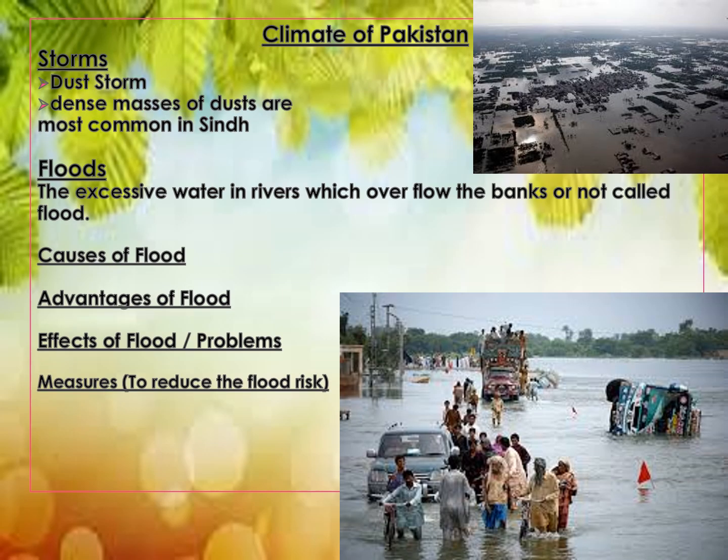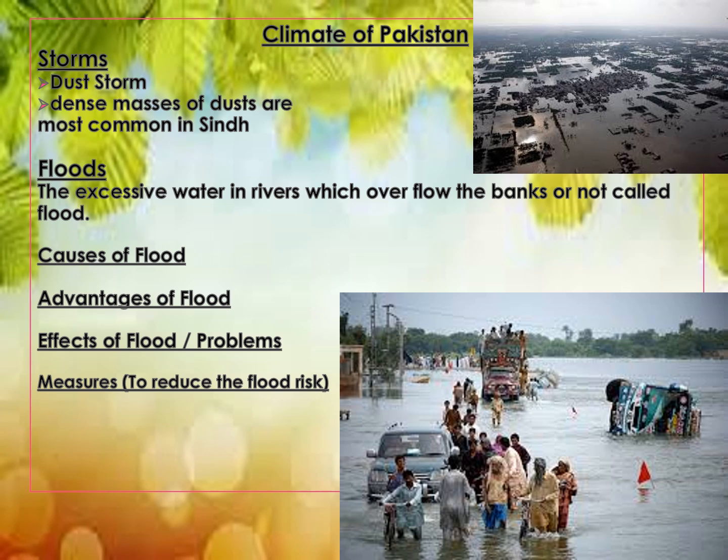Now, if we talk about the storm, it means very bad weather with a strong wind, precipitation, and sometimes lightning and thunder. Dust storms refer to dense masses of dust which are carried by the winds, and dust storms are most common in Sindh and particularly in the desert areas. They are also experienced in the summer season, in May and June, because there is an absence of moisture at all.